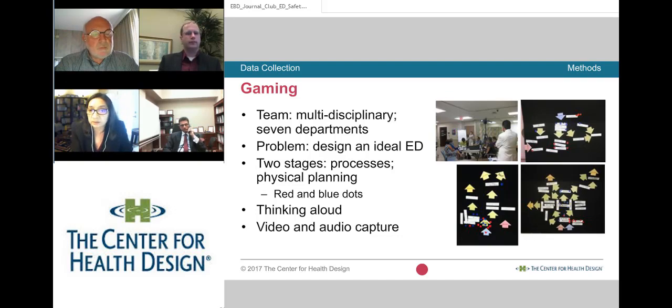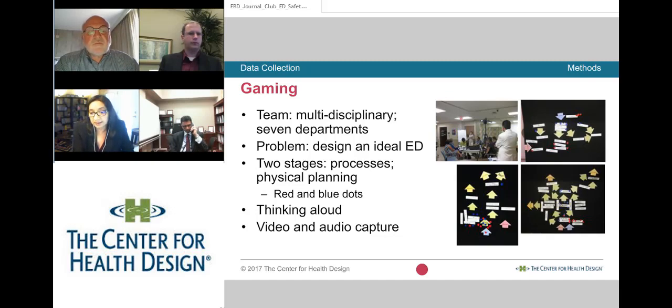The participants in the research in each ED were given two gaming boards, two sets of gaming pieces, and each of the participant team was asked to design an ideal ED process on one board and an ideal ED layout on another board. But before they started to do this, they were given certain information that pertained to patient volume, a number of exam rooms, and this information remained standard and uniform across all participating EDs.